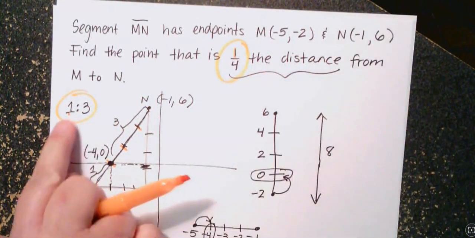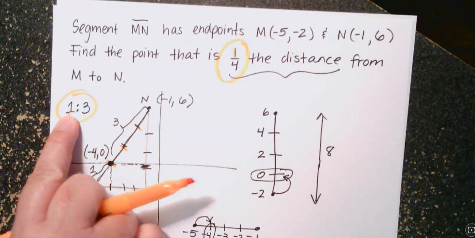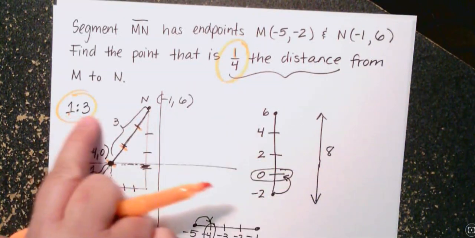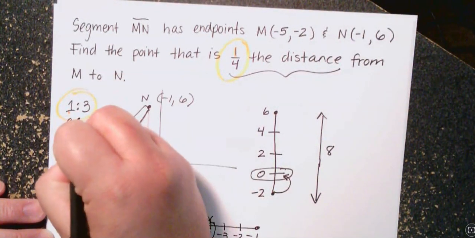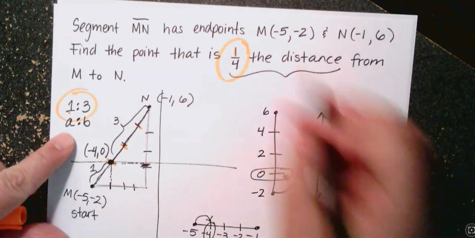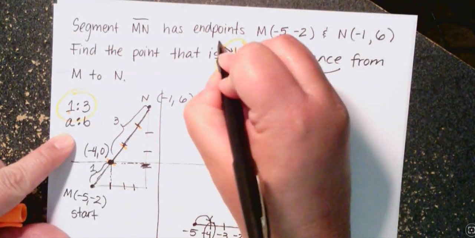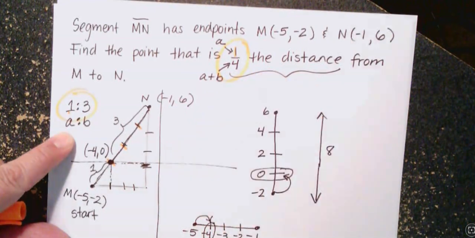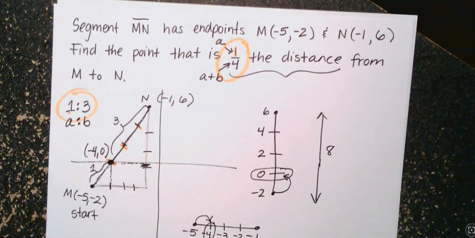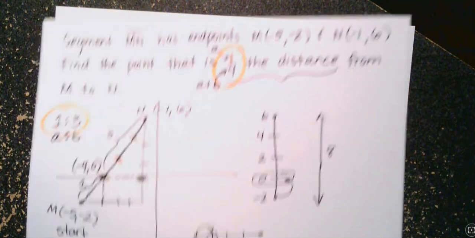So the top number is the same as the first number. The bottom number is the same as adding them together. Sometimes we put this as a ratio of A to B, which means this would be the same as A over A plus B. Okay, so let's look at one that's phrased that way.